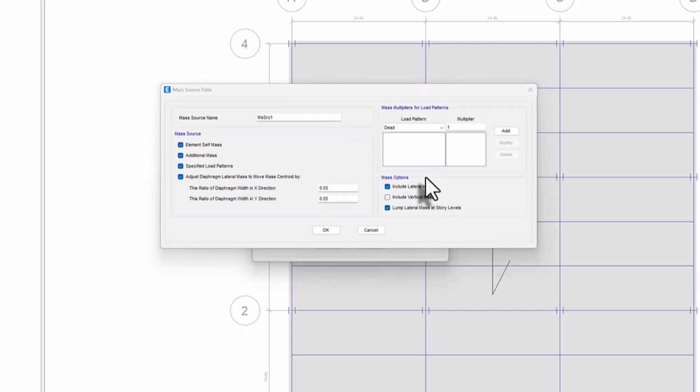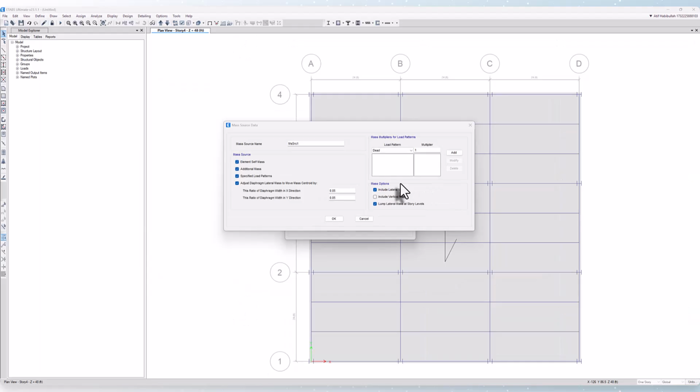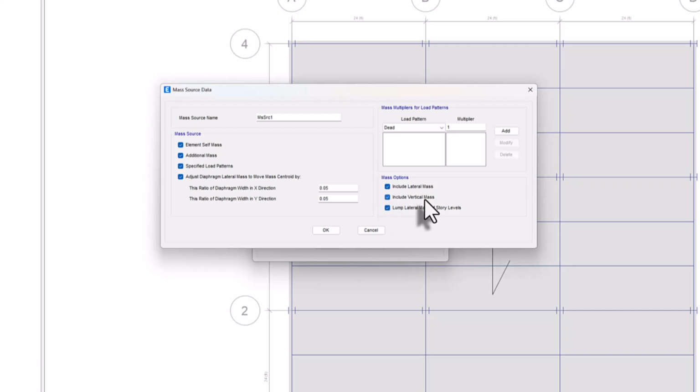Lastly, let's take a look at the mass options in the bottom right portion of the form. So if you click on Include Lateral Mass, the assigned translational mass in the global X and Y axes directions are assigned rotational mass moments of inertia about the global Z axis. Now if I click on Include Vertical Mass, the assigned translational mass in the global Z axis direction and assigned rotational mass moments of inertia about the global X and Y axes are considered in the analysis. So you want to leave this box unchecked if you don't want to consider any vertical dynamics.